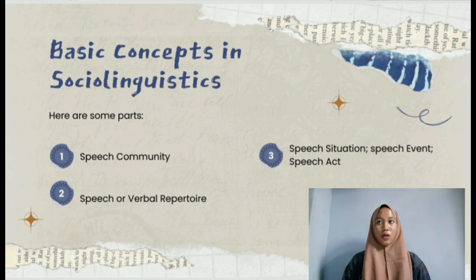Okay, now I will explain the basic concepts in social linguistics. There are three basic concepts in social linguistics. The first one is speech community, and the second one is speech or verbal repertoire, and the last one is speech situation, speech events, and speech act.